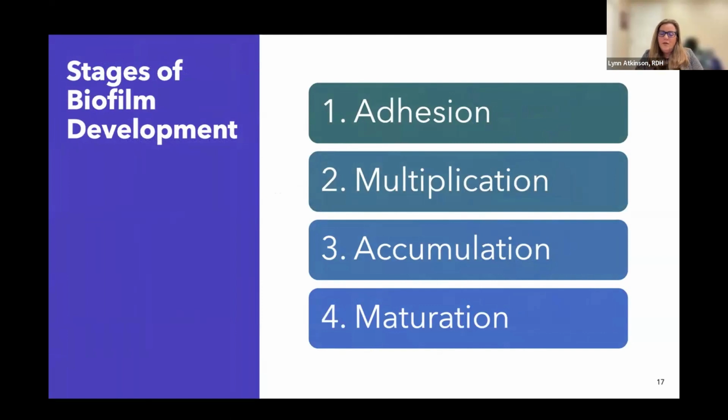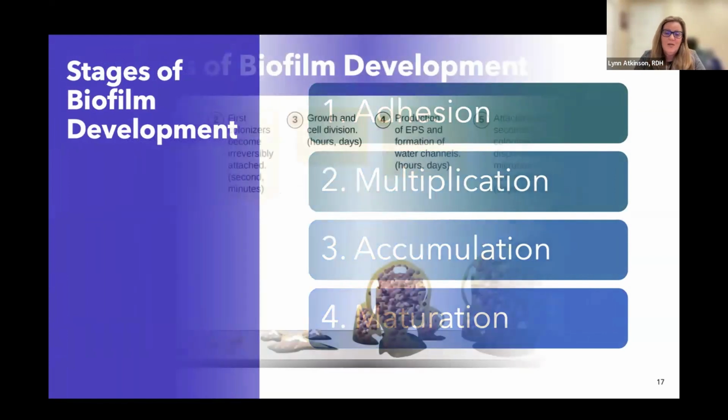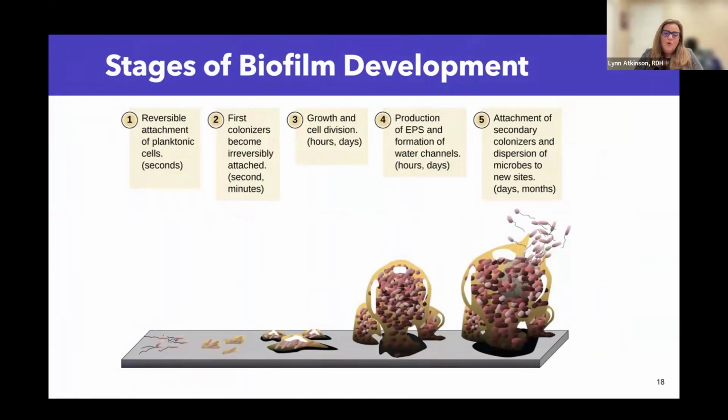So what are the stages of biofilm development? Well, first it has to adhere to something. It can be a tooth structure, it can be root structure, it can be the gum tissue, it can be the sulcus. Once they adhere to those areas, then they multiply and you get this accumulation and maturation. When the bacteria first come into play, it can happen within a few seconds. The patient comes in, has their hygiene visit, and within seconds those cells start to form. Those first colonizers become irreversibly attached in seconds or minutes.